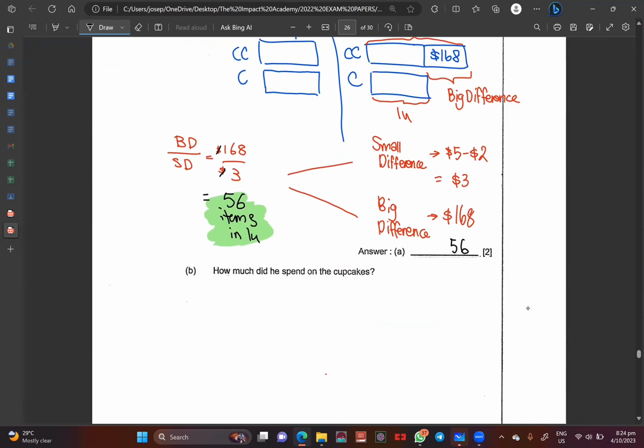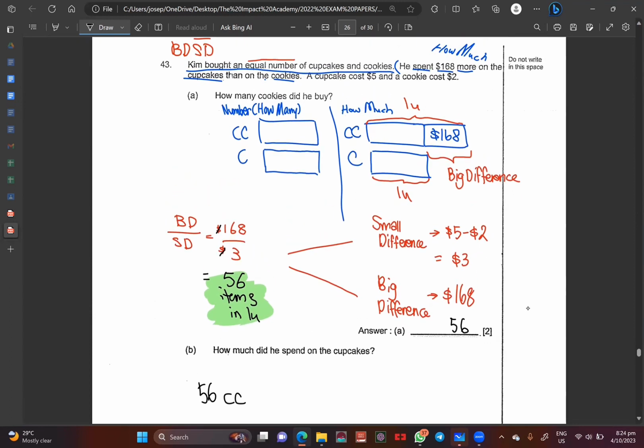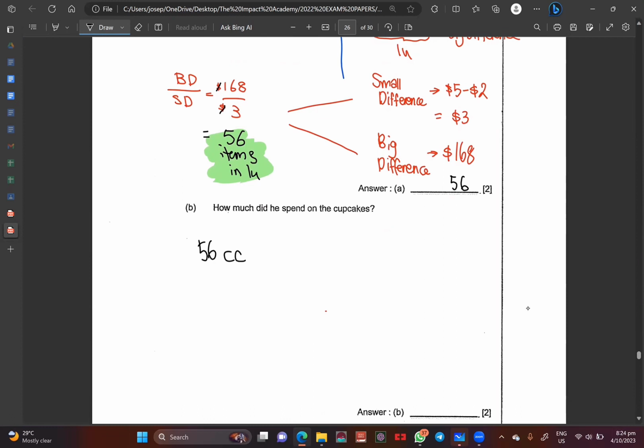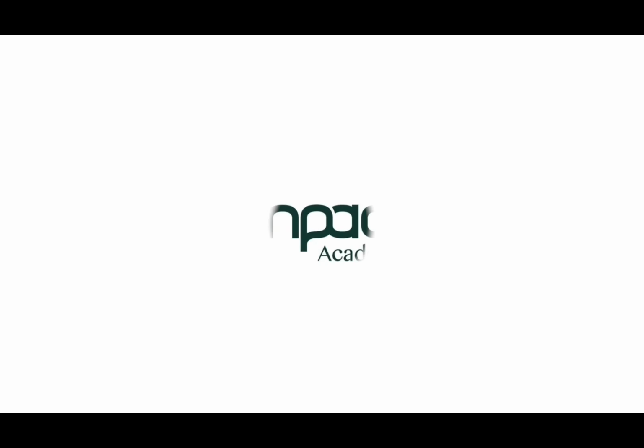Now, how much did he spend on the cupcakes? So we know that he bought 56 cupcakes. You agree so far? Yeah. How much is one cupcake? We know that one cupcake is $5, isn't it? All right, so we times $5. So we do 56 times $5. We get an answer of $280, and that is the amount that he spent on the cupcakes.